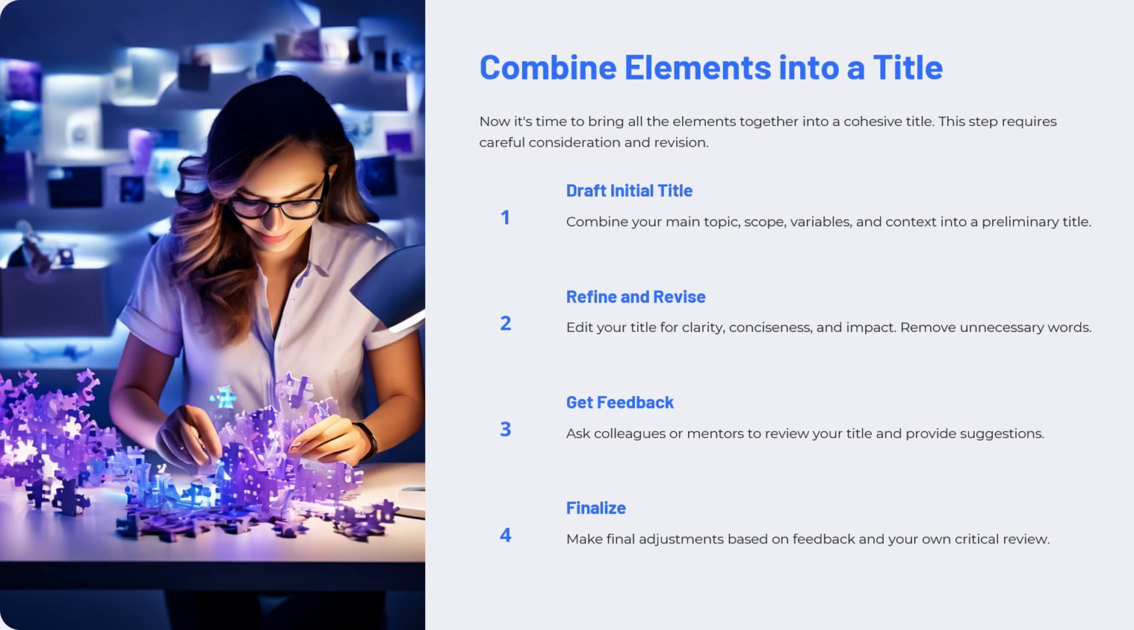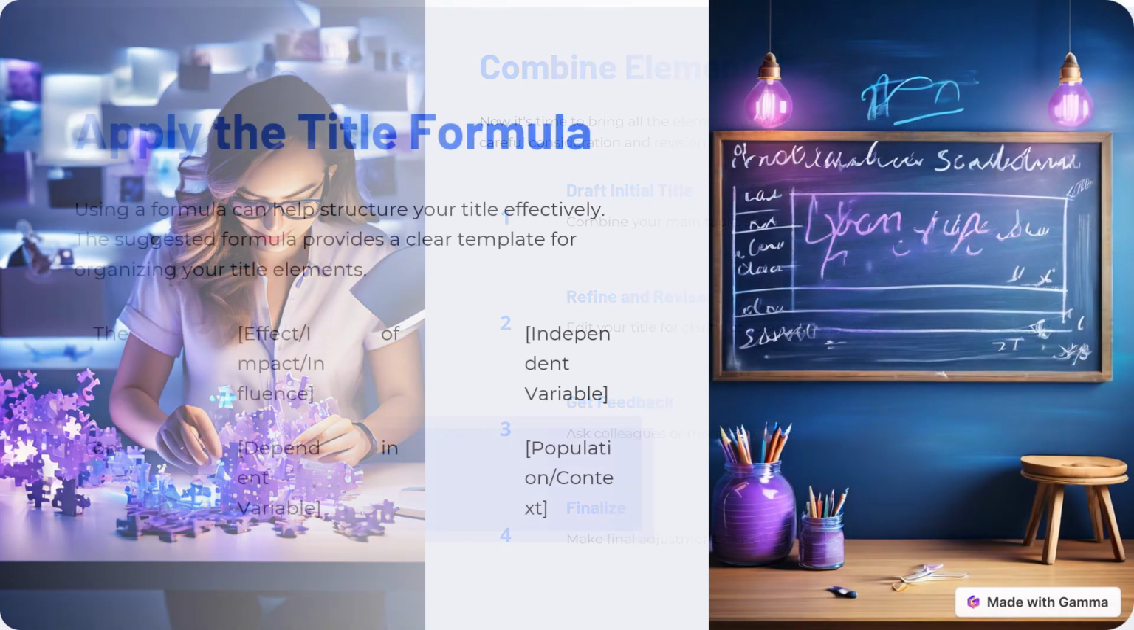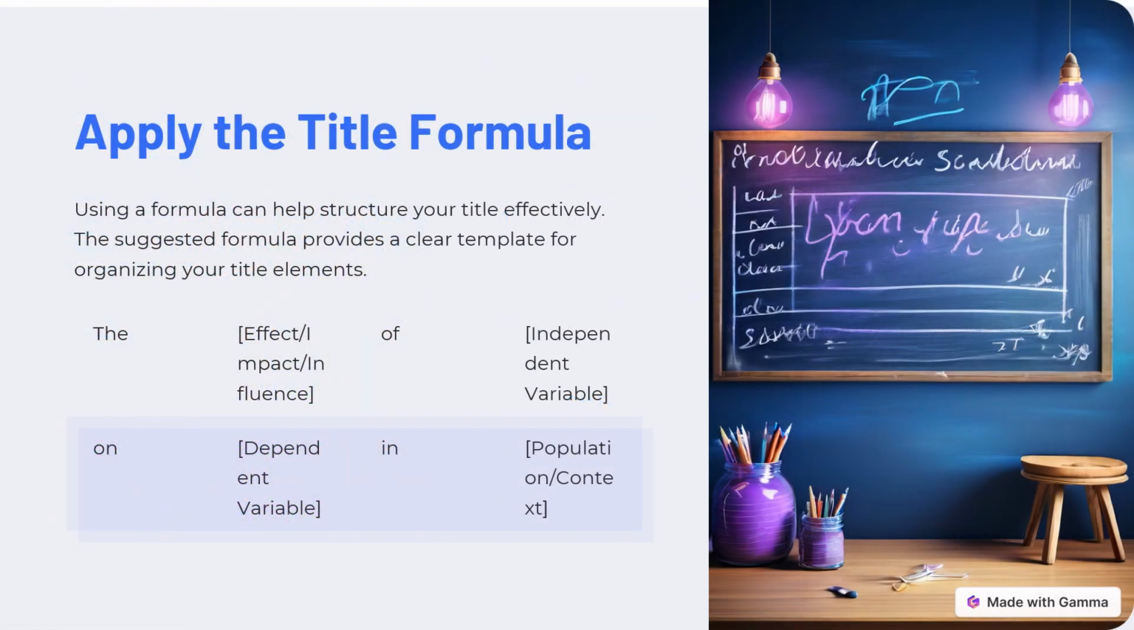Examples using the formula. Let's examine some examples of titles created using the formula. This will help illustrate how to apply it effectively. Exercise and mental health. The effect of different types of exercise on mental health among college students. Social media and academics. The impact of social media usage on academic performance in high school students. Study habits and grades. The influence of study habits on grades among university students.